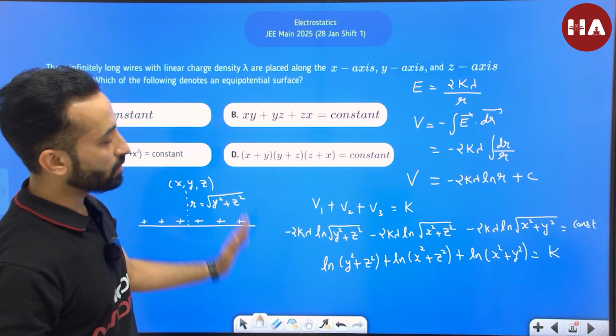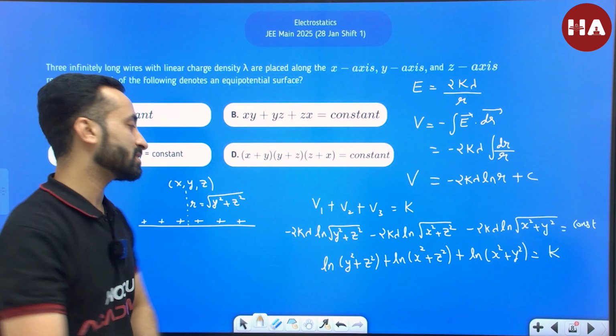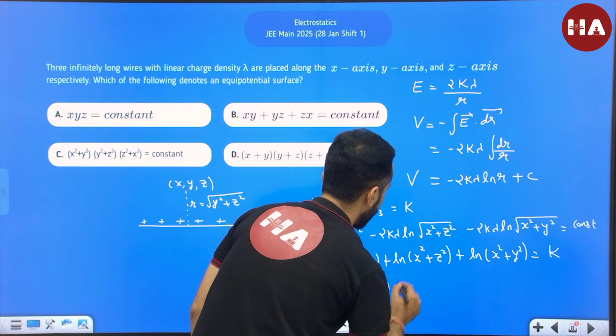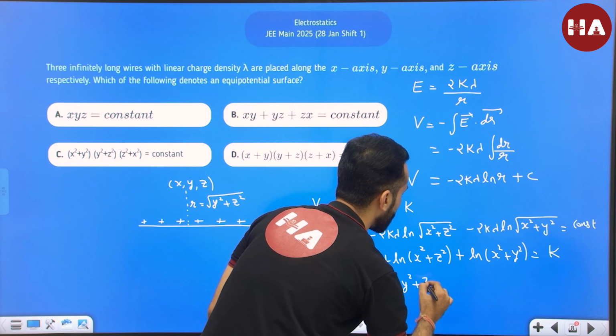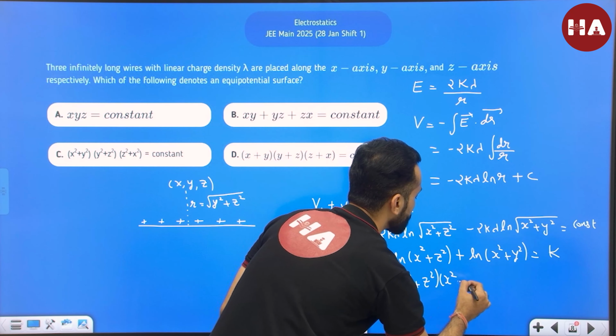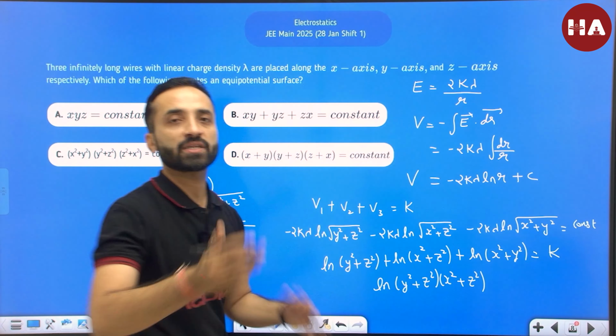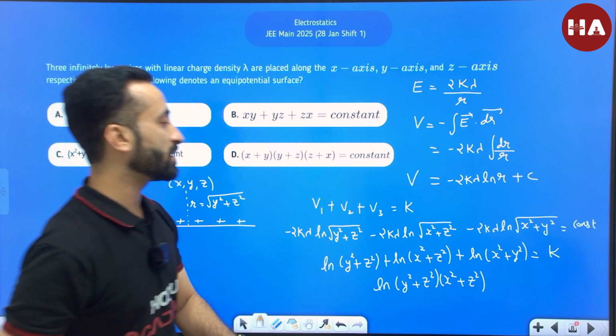And this is now log a plus log b plus log c, so which is going to be ln of y square plus z square. So we will just multiply the terms, because we do understand log a plus log b plus log c is log of a into b into c.